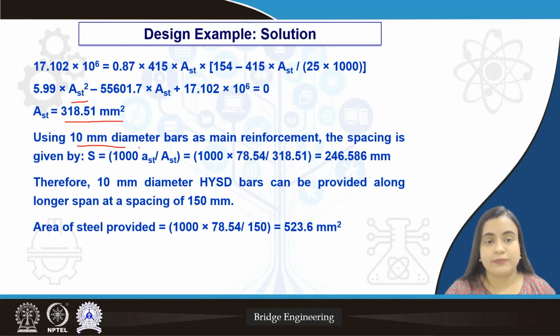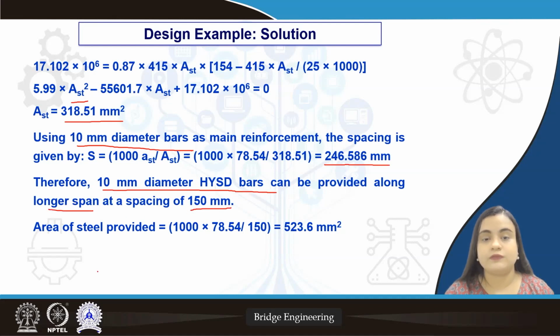Using 10 millimeter diameter bars as main reinforcement, the spacing is given by S equals 1000 small ast by capital AST. We know that small ast stands for the area of a single bar of 10 millimeter diameter, that is equal to pi by 4 times 10 square. So we can apply the magnitude of small ast and capital AST, and the spacing turns out to be 246.586 millimeter. We can proceed with 10 millimeter diameter bars at 150 millimeter spacing along the long span.